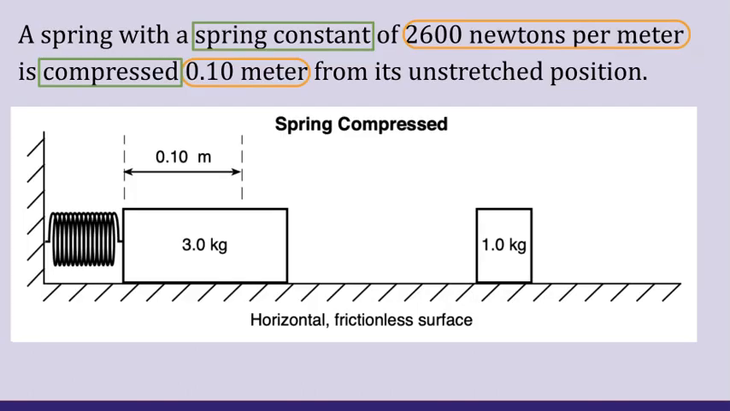A spring with a spring constant of 2,600 newtons per meter is compressed 0.1 meters from its unstretched position. I boxed the words spring constant and compressed to help me figure out what these numbers mean, and this information is represented in the image here.